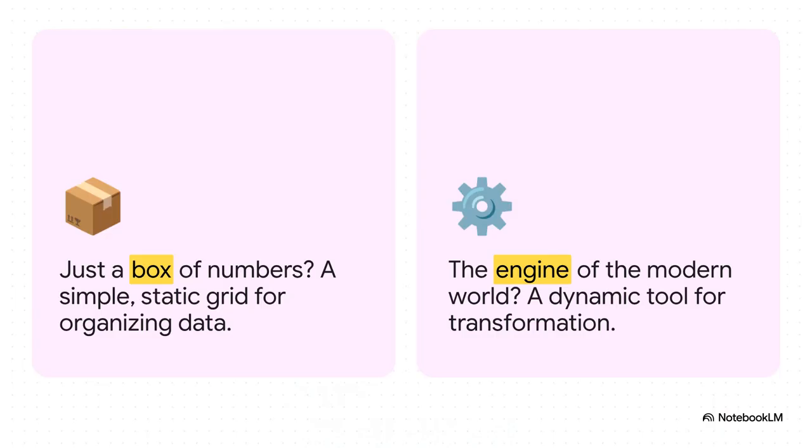Yeah, on the surface, it's just a box of numbers, right? A simple grid. But then you hear it's the engine powering the modern world. Everything from crazy computer graphics to artificial intelligence. How in the world does a simple box of numbers do all that? Well, that's the big mystery we're going to unravel today.